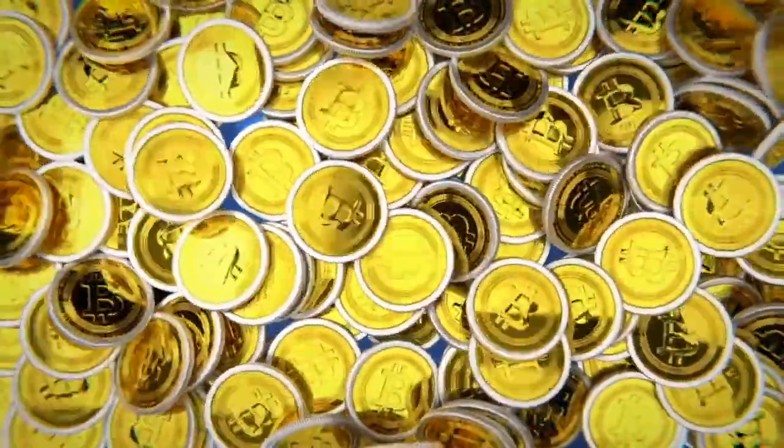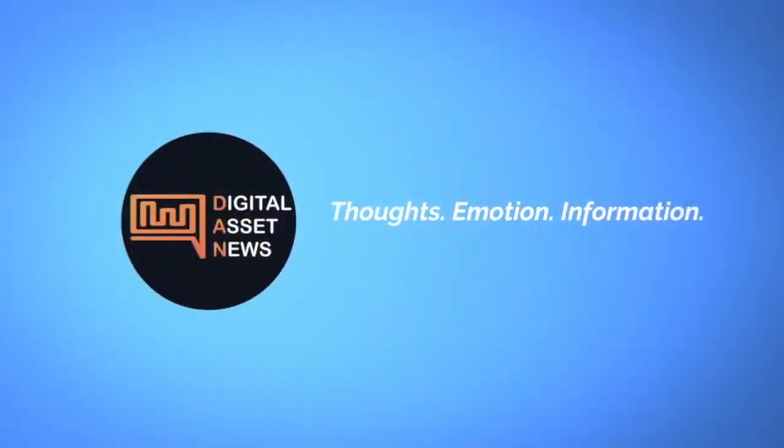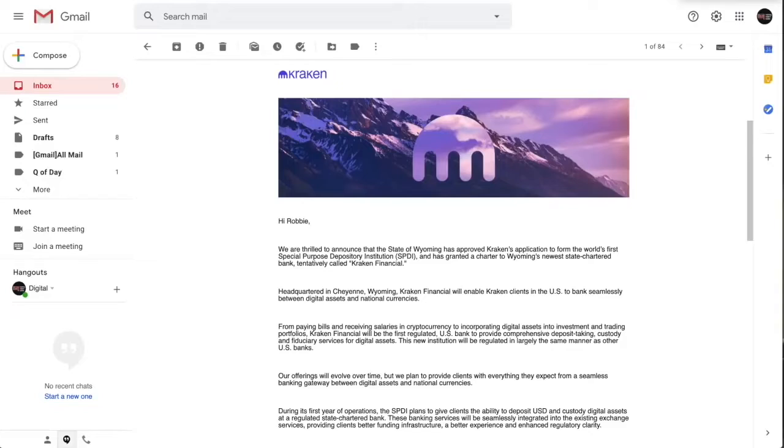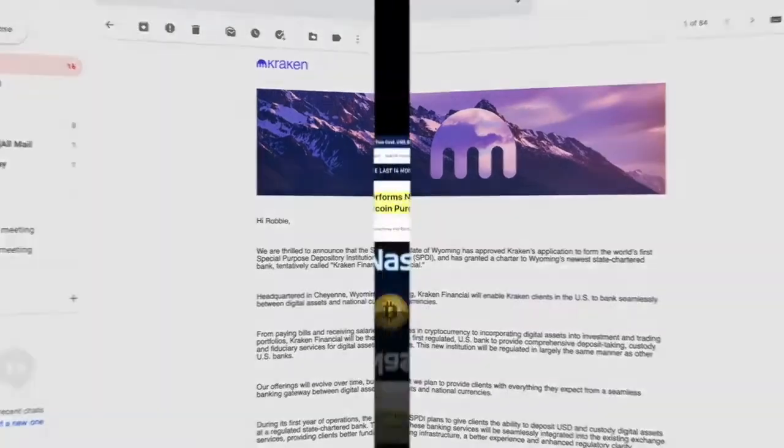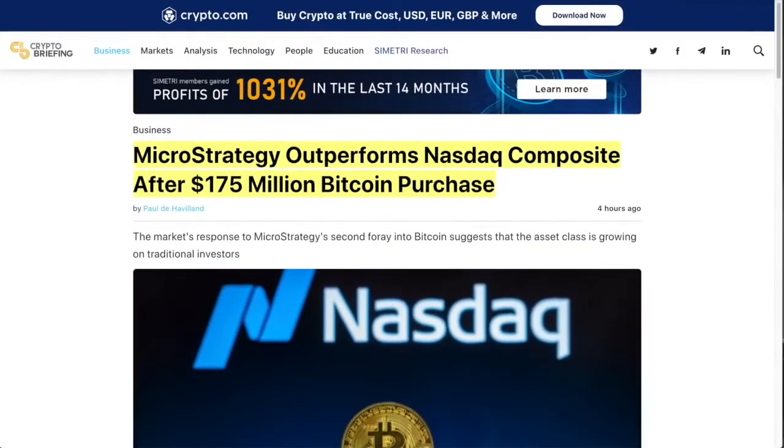Now bringing out a bite-sized piece today. Got some fantastic news. First up, Kraken is now going to be a registered bank in the state of Wyoming. Why this is huge, why this is going to change everything, and why I'm going to be changing my banks quickly. Also, this is a follow-up from yesterday's video, but we're going to talk about MicroStrategy outperforms the NASDAQ composite after a 175 million Bitcoin purchase is made.